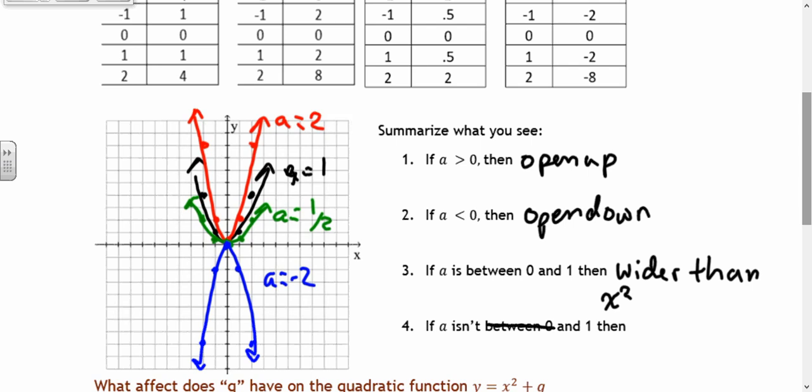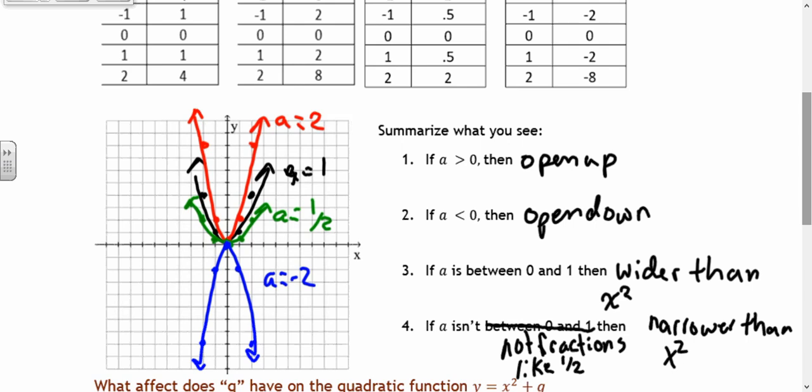And if it isn't between 0 and 1, so it's greater than 1 or less than 0, so we're not looking at fractional values, not fractions like 1/2, we know it's going to be narrower than x². We can see that from our red one, a is equal to 2, and the blue one. So this one is the green, and this one is the red.